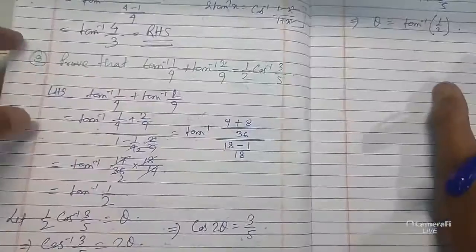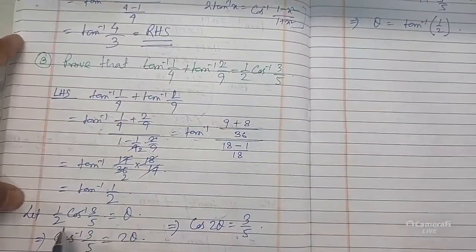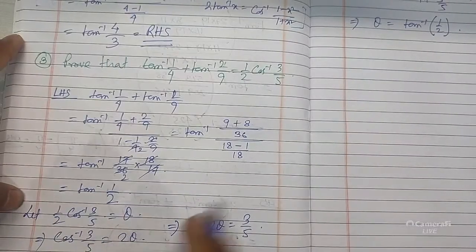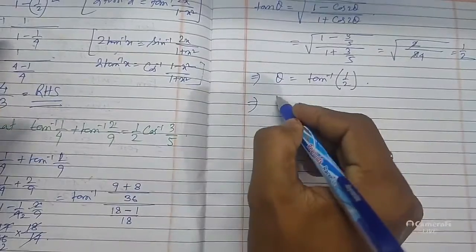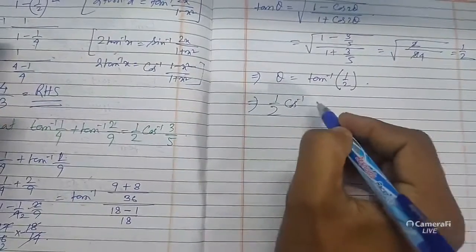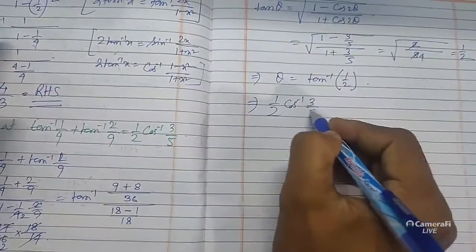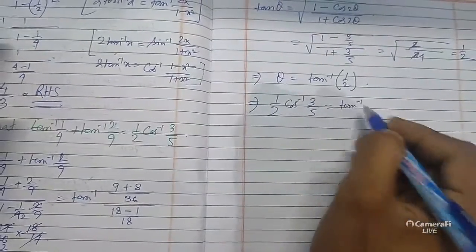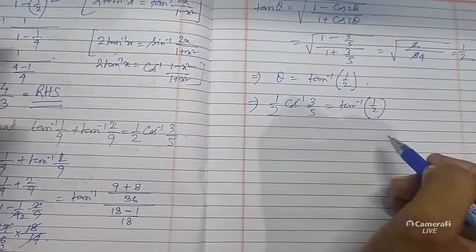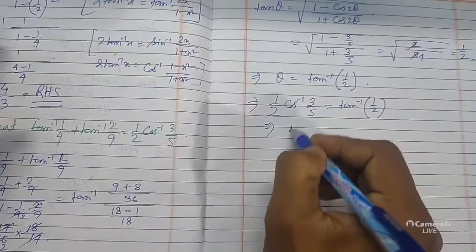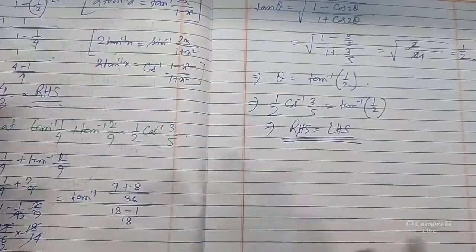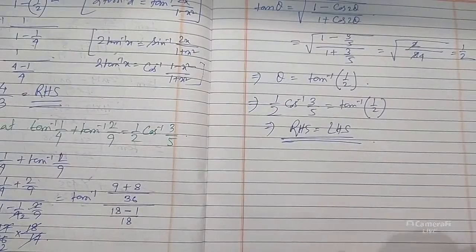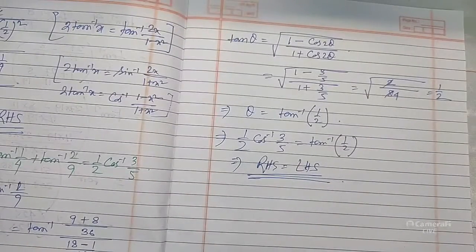Now just check, here we have taken theta equals half cos inverse 3 by 5 and we got theta equals this, which implies half cos inverse 3 by 5 is equal to tan inverse half, which implies RHS equals LHS. Proved. So in this way we have to solve.